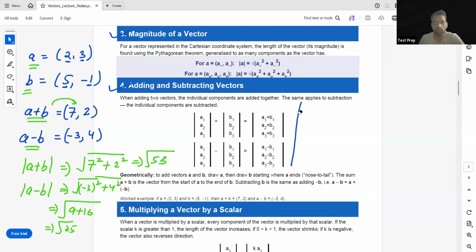Now in the examination, you have to remember all these things: how to find out the magnitude of the vector, how to add and subtract the vectors. And the most important part is multiplication of vectors. Now till now, anyone has any doubt, please ask. Is there any doubt to anyone? How to find out the magnitude, how to add the vectors? I think no one has doubt. Now we are moving forward.